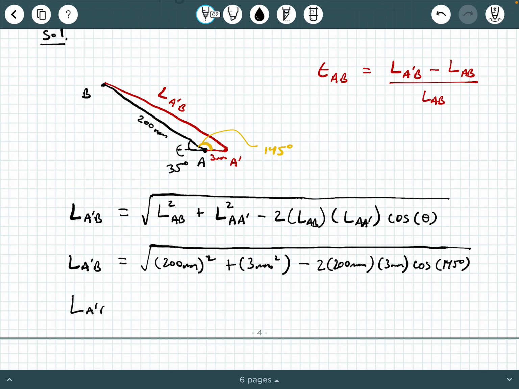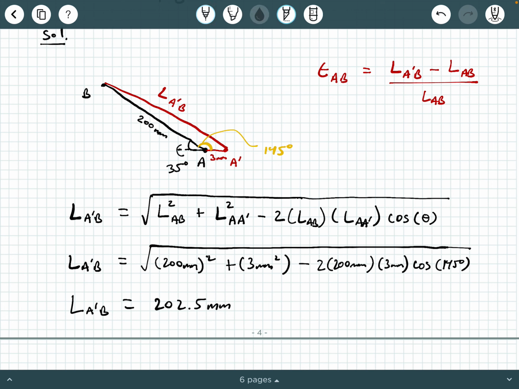And so L A prime B, let's punch this through together. Be careful when you punch this in your calculator, okay? A lot of great room for error here. So 200 squared plus 3 squared minus 2 times 200 times 3 times cosine 145 degrees, and then we square root that whole thing, and we get 202.5 millimeters, okay? And we're almost done now, right?